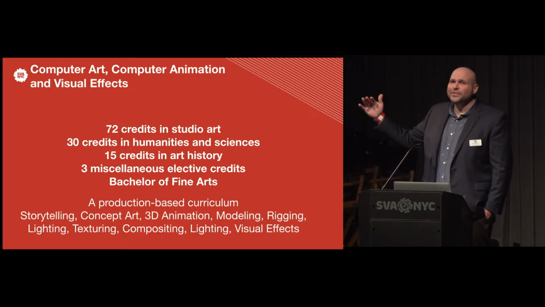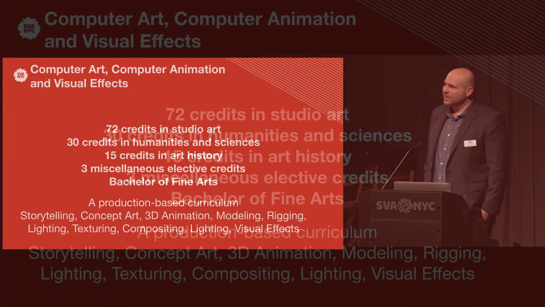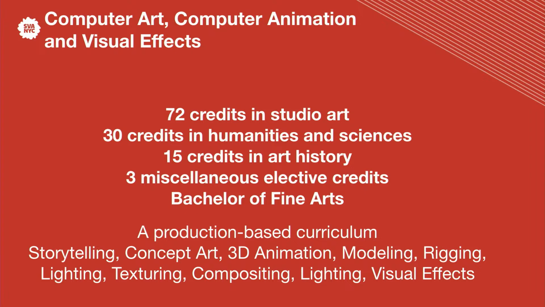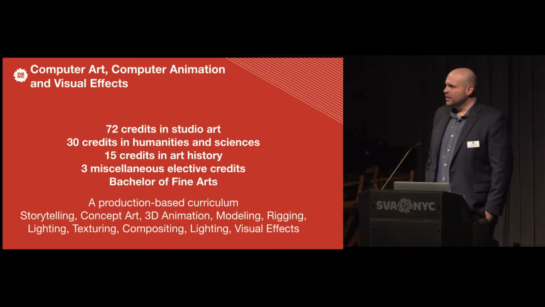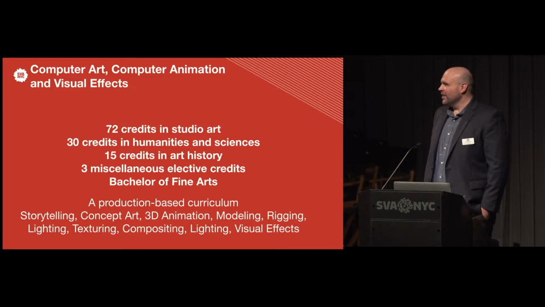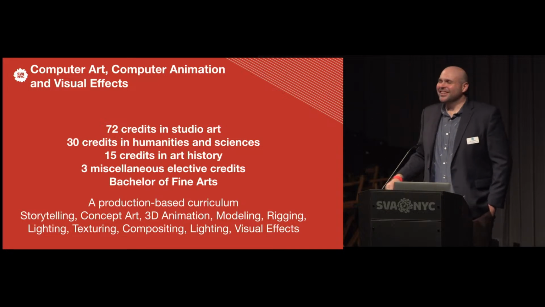but to get to the 4th year, this is a look at the curriculum that our students follow to learn over the 4 years. So as mentioned before, it's 72 credits of studio art, 30 credits of humanities and science, 15 credits of art history, 3 miscellaneous elective credits, which of course you want to do with computer art, right? But some people do printmaking, some people do painting classes. You get to explore, you get to try new things, and then all that adds up to your Bachelor of Fine Arts. Our curriculum is production-based. We really focus on storytelling, concept art, 3D animation, modeling, rigging, lighting, texturing, compositing. Lighting's so important, I mentioned it twice, and visual effects.